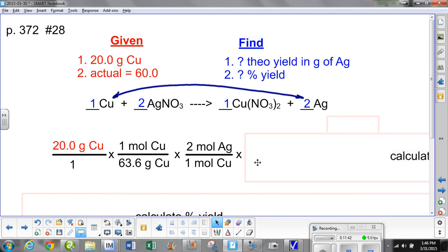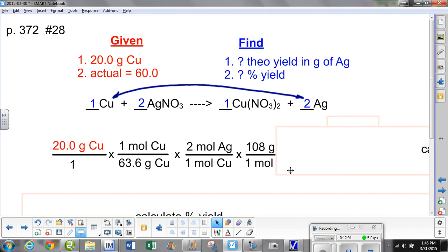And then, Erica, what do you have on the next fraction? What? This is problem number 28, on page 372. What's the next fraction? Didn't do it, so you need to write that in. And the next fraction should look like this: 108 grams of silver over 1 mole of silver, which is, of course, the molar mass, right?